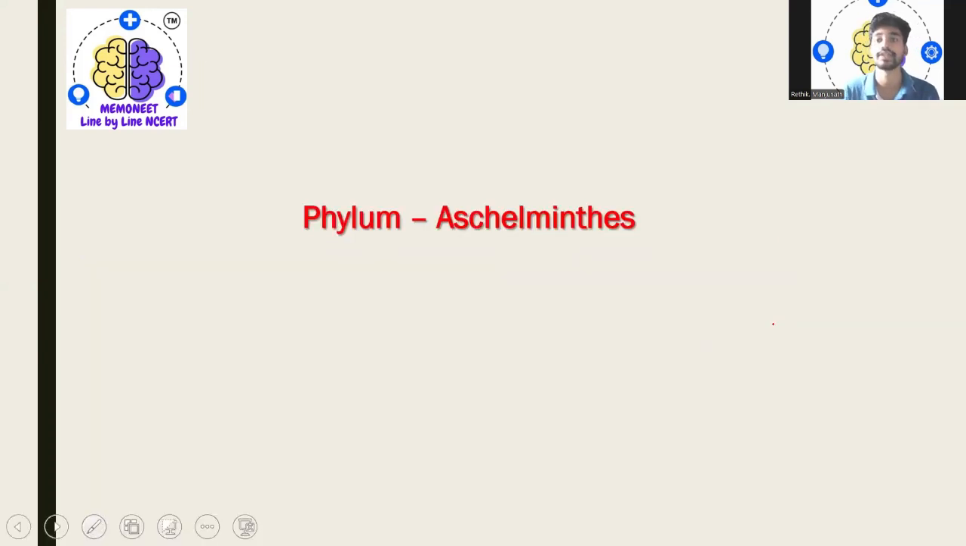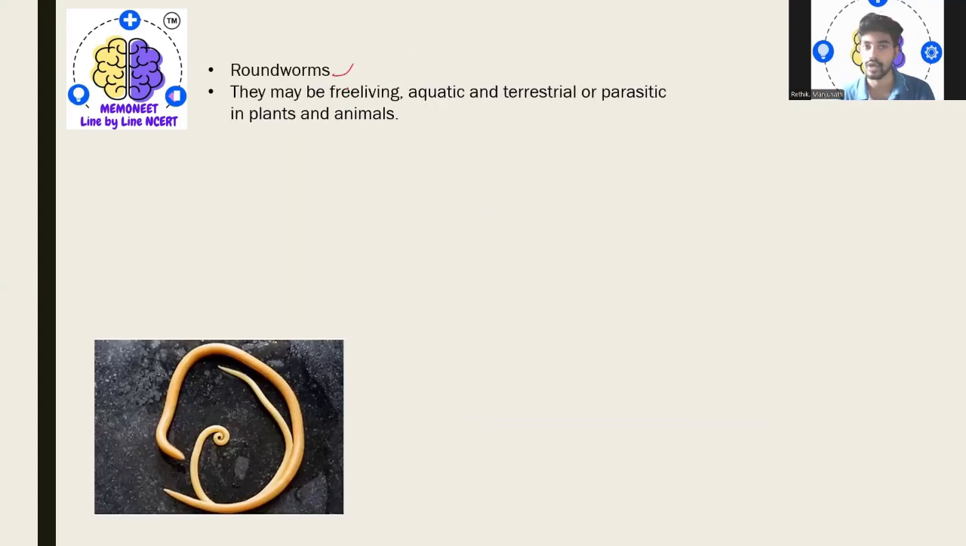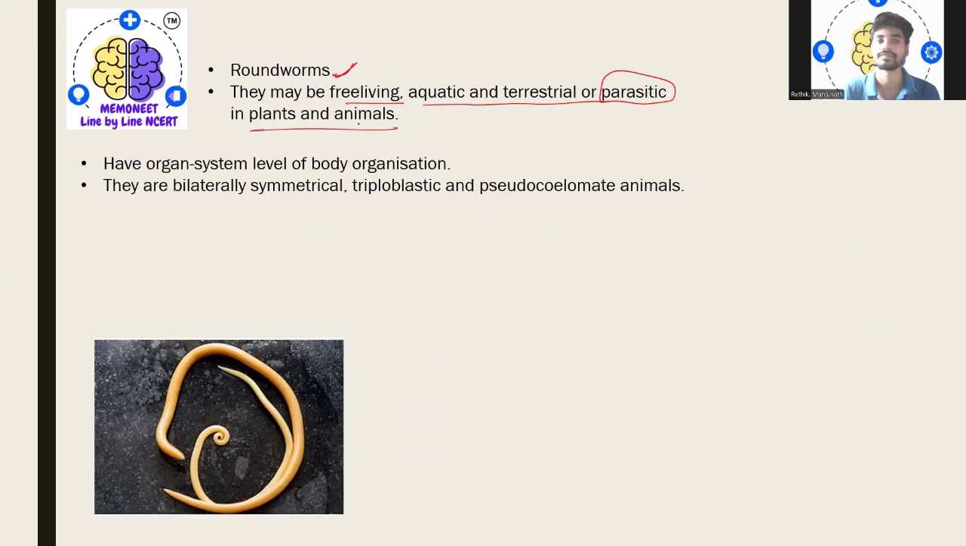Next, moving to the topic. The next phylum is Aschelminthes. So what do you mean by Aschelminthes here? Yes, they are roundworms, and they are free living organisms, aquatic and terrestrial, and some of them are even parasitic forms in animals and plants. So, what type of level of organization can be observed here? Organ system level of organization. They are bilaterally symmetrical, triploblastic, and pseudocoelomates.